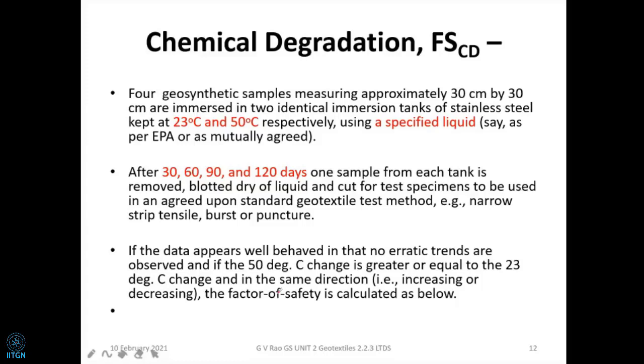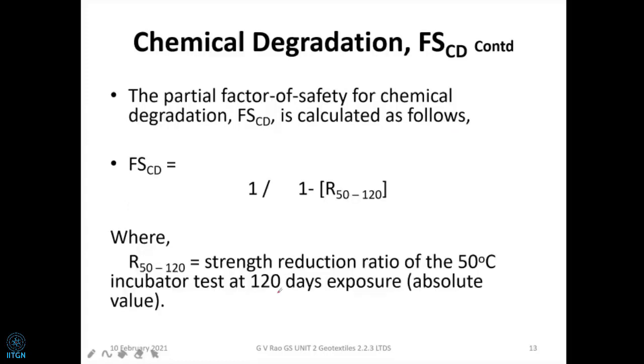So the factor of safety in this case, FSCD, chemical degradation, is 1 over 1 minus R50, 120 days. That is the 50 degrees Celsius and 120 days. It is the reaction ratio of the 50 degrees incubator test at 120 days exposure, and that is going to be the partial factor of safety for chemical degradation.